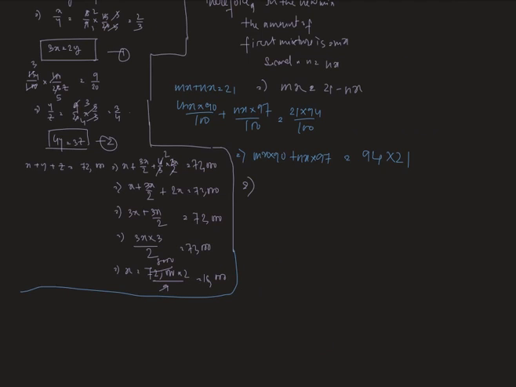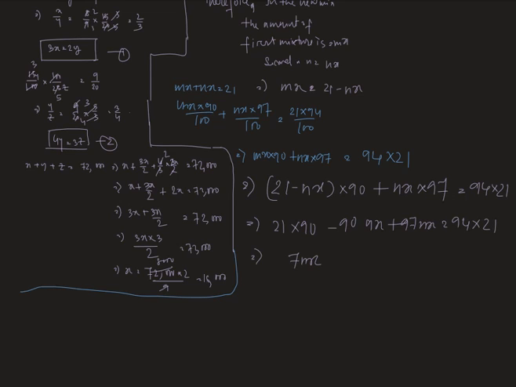Hence we can write 21 minus nx into 90 plus nx into 97 is equal to 94 into 21. Okay. Therefore, 21 into 90 minus 90nx plus 97nx is equal to 94 into 21. Therefore, 7nx is equal to 94 minus 90 into 21. And the value of nx is 4 into 21 divided by 7. Therefore, we get nx is equal to 12 liters.